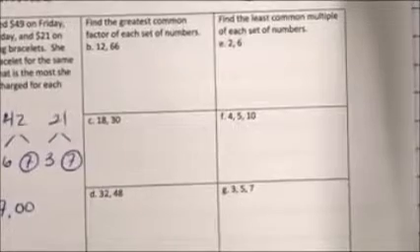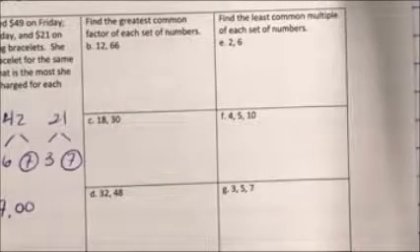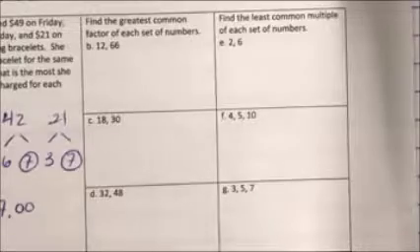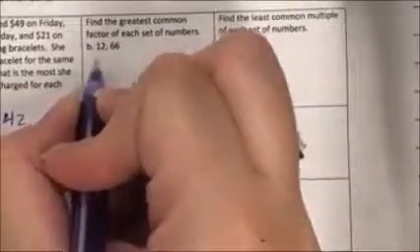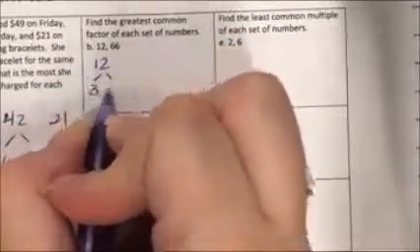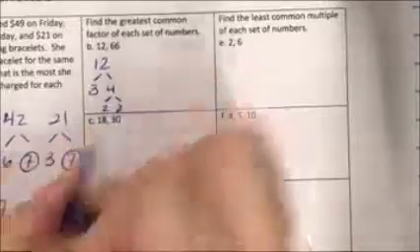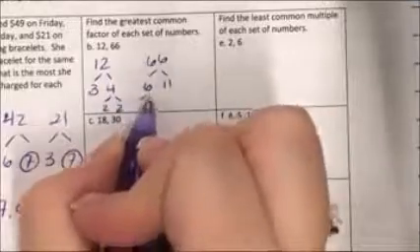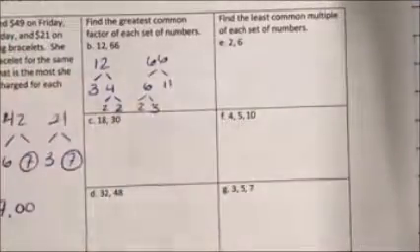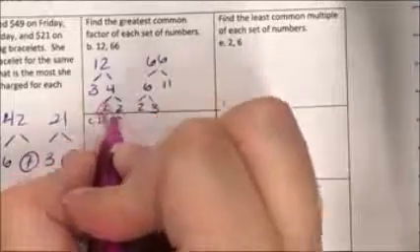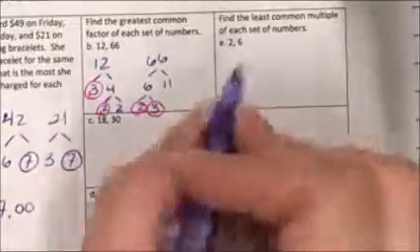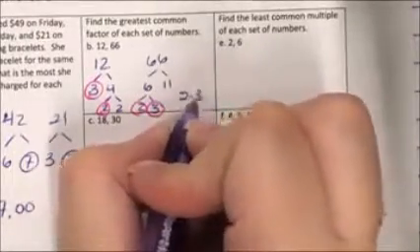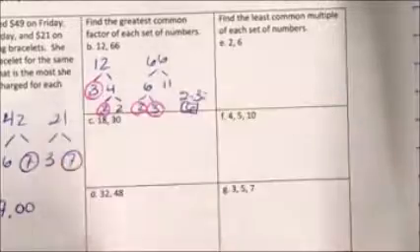Okay. Letters B, C, and D all ask me to find the greatest common factor of each set of numbers. So again, I'm going to use prime factorization. So 12 is 3 times 4, and 4 is 2 times 2. 66 is 6 times 11. 6 is 2 times 3. So the numbers they have in common, they both have a 2, and they both have a 3. So 2 times 3 gives me 6. So 6 is my answer.